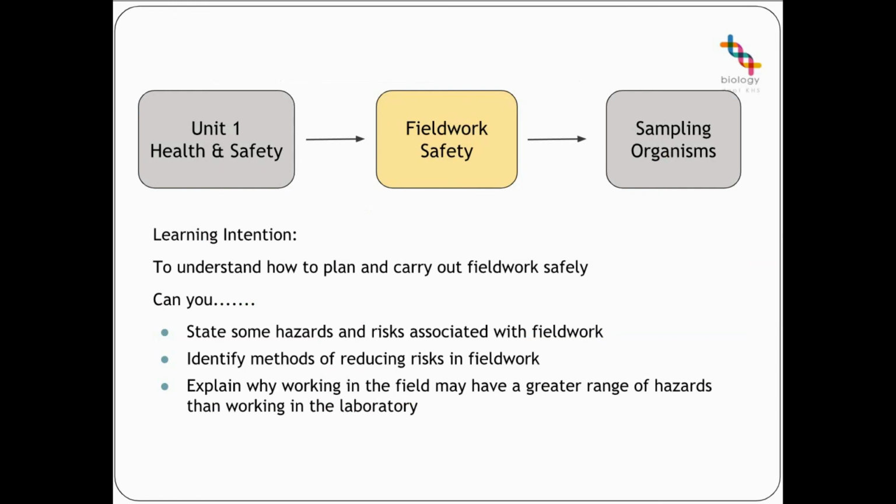So from that, you should be able to state our main areas of hazard being terrain, weather, isolation, and potentially dangerous or harmful organisms. Being able to identify specific methods of reducing those risks when you're considering them, and considering the fact that working in the field is going to have a greater range of hazards than working in the lab, really because you can't control the environment around you in the same way as you can when you're working indoors. You're more at risk of general changes.